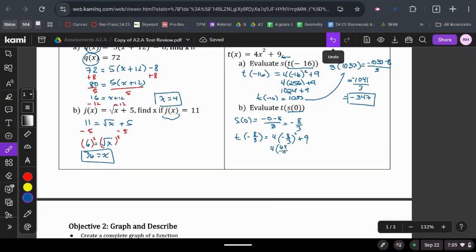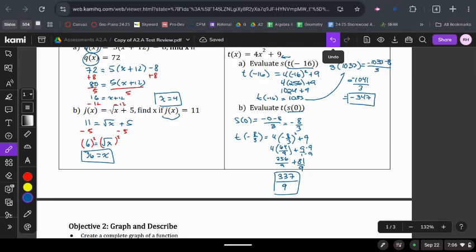So when we square it, we square both sides of the fraction. We multiply just the numerators. That's 256 over 9 plus 9, but I can change 9 into ninths by multiplying by 9. So that's 81 over 9. And then I can just add the numerators, that's all over 9, and I get 337 over 9.